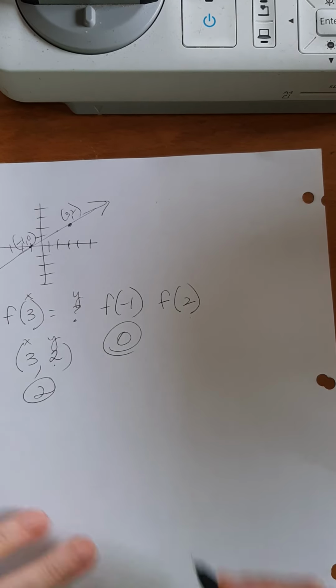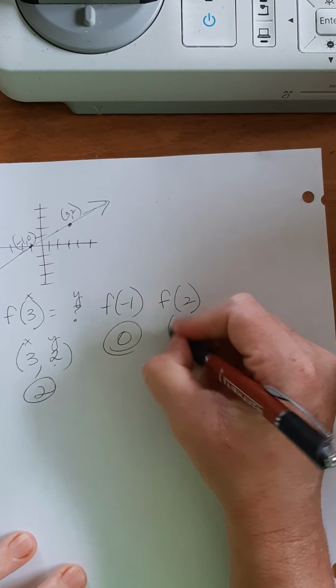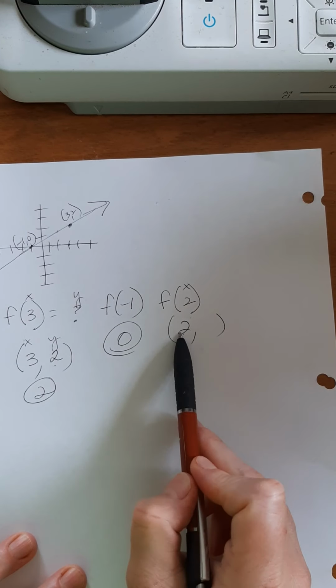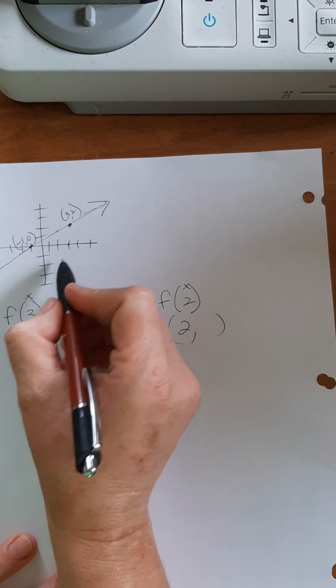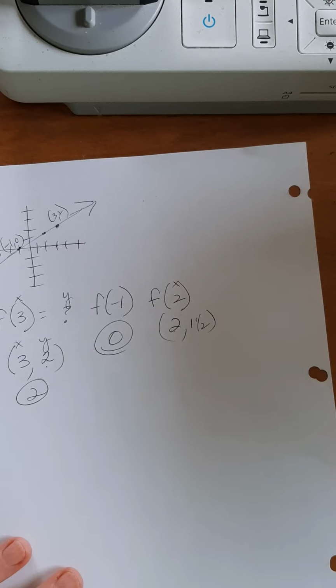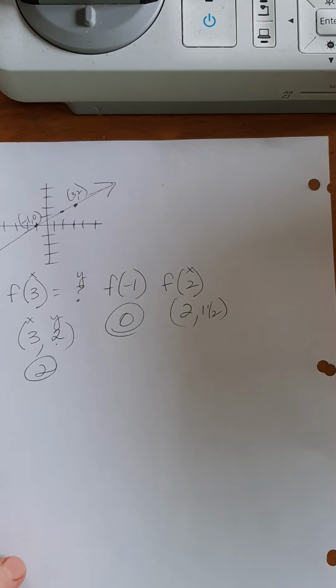So looking at the graph, it can look kind of complicated, but that's all you're doing. Think of what is the ordered pair. Like if x is 2, because that's always your x, find your y. So what's that coordinate? We'll say 1.5.